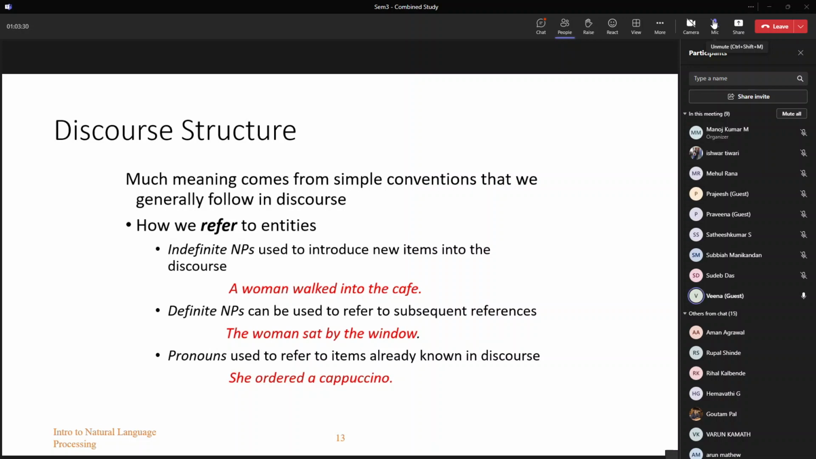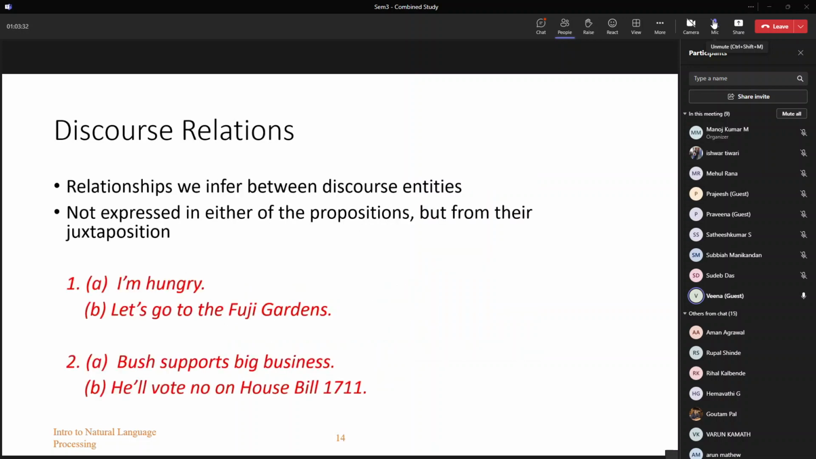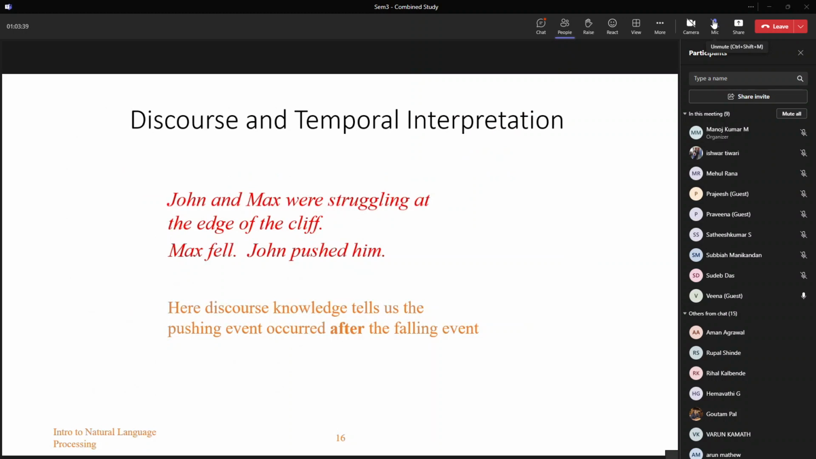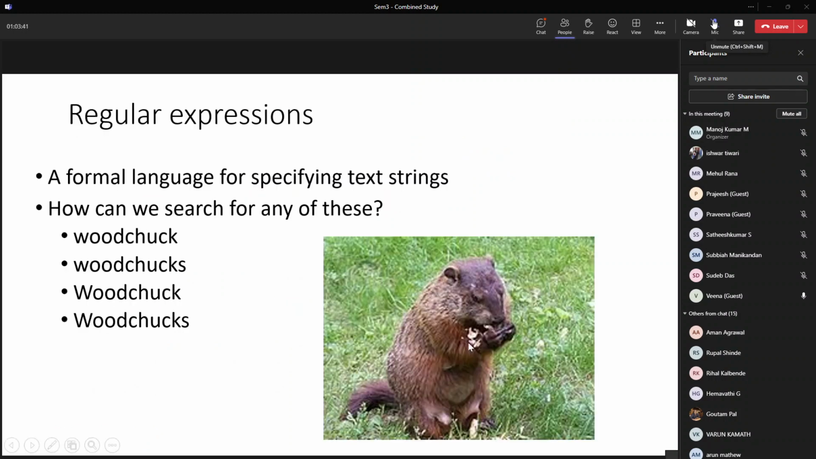Discourse I will cover in the next one. I need to go through this. So we will reconnect or okay.